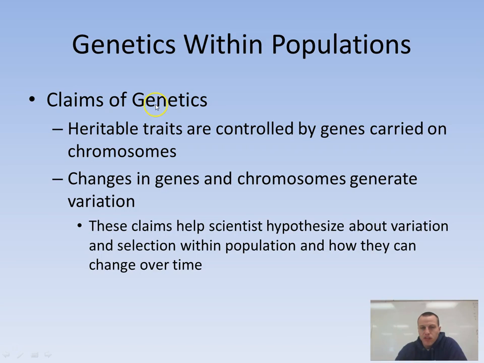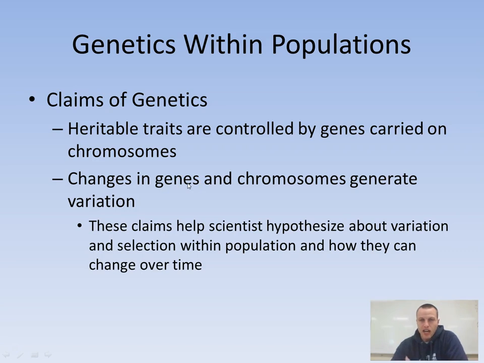Genetics claims a few things that we need to rehash a little bit. And this is really the basics of this section, how genetics plays a role within these populations. Stuff that we have already talked about: heritable traits are controlled by genes carried on chromosomes. We all know that. We've dealt with chromosomes, and we've looked at them a lot during the meiosis process. We know that these genes that we inherit are within these chromosomes, and they're coded within the DNA. Changes in genes and chromosomes generate variation.